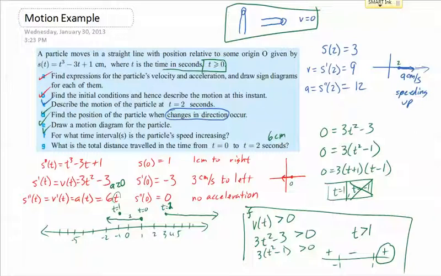I hope that's helpful as you go through your homework. Pay attention to the keywords and to the things that it's asking for. Remember to pay attention to all three: the displacement, the velocity, and the acceleration.